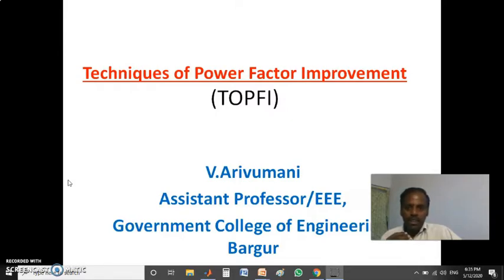In a DC supply, the power is the product of voltage and current, V into I. But in alternating current, it is not equal to V into I. Why does this happen?